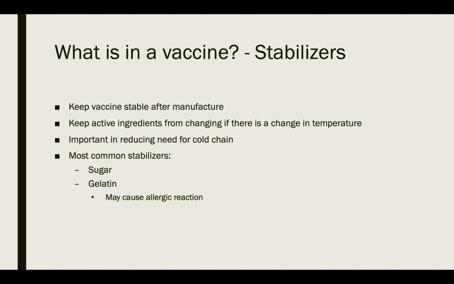Cold chains are easy to maintain in the United States, but they're very hard to maintain in other parts of the world. So we like these stabilizers. And they're pretty simple things anyway. The most common ones are just sugar and gelatin. Now, gelatin is an animal protein, so in rare cases, it can cause an allergic reaction.